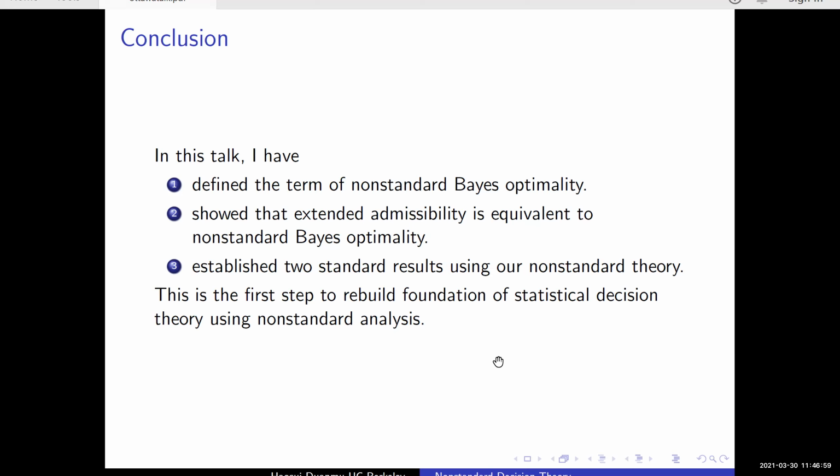For example, we established the existence of matching priors for a compact parameter space, extending a previous result by Mueller and Norets on finite parameter space. For this paper, we have just received positive feedback from Biometrika. We are also giving a non-standard characterization of admissibility instead of extended admissibility. I think we have shown that if the loss function is strictly convex, then admissibility is equivalent to being uniquely non-standard Bayes. And we hope to use this formulation to resolve the famous problem on the Generalized Bayes estimator. So that is the end of my talk.